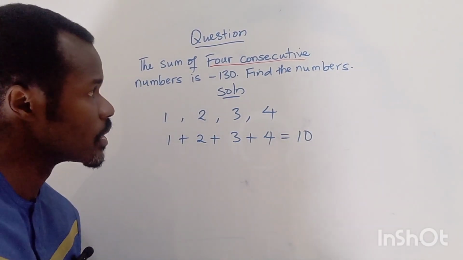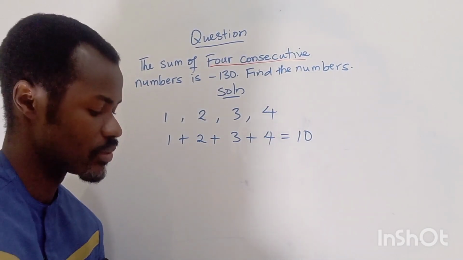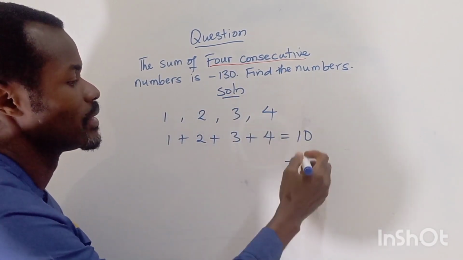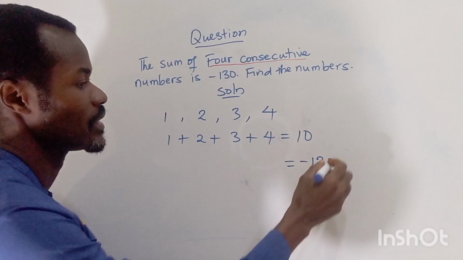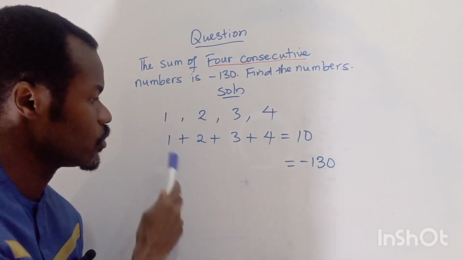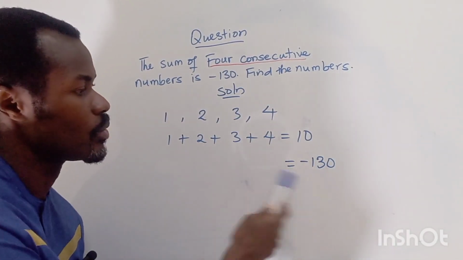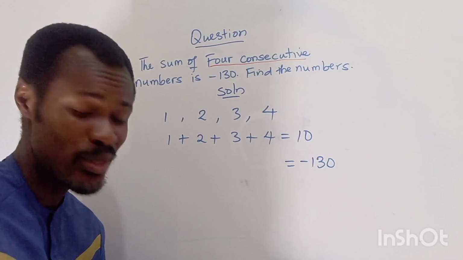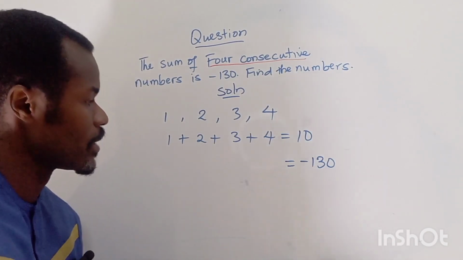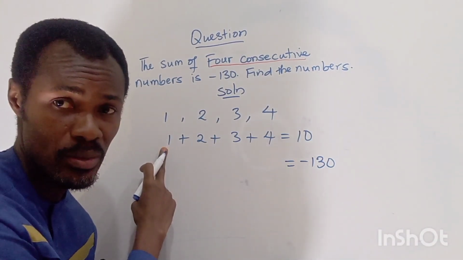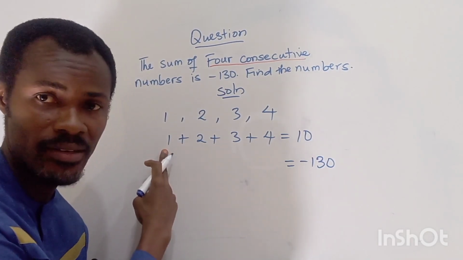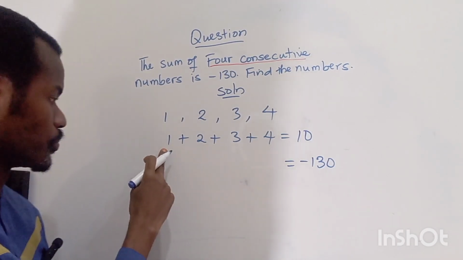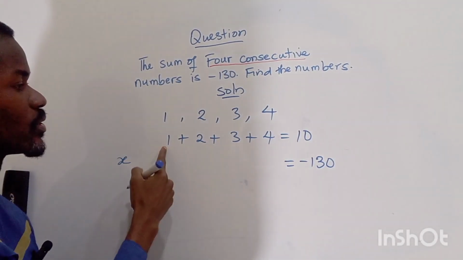So what the question is asking us to solve is, this time, the sum of the numbers is minus 130. I want to know the numbers that sum up to minus 130. So how do we go about doing that? You want to label your first number as x, y, or whatever symbol. For this case, let's use x. So I have x as the first number.